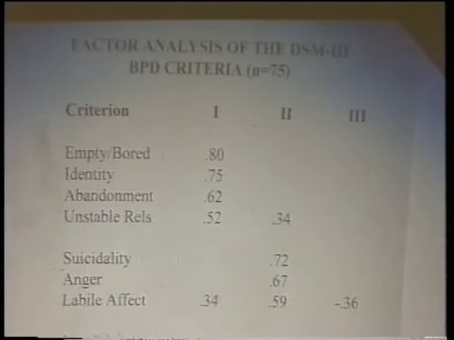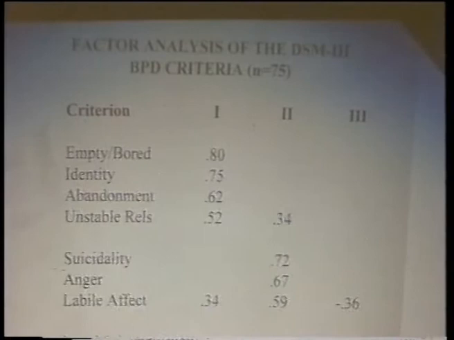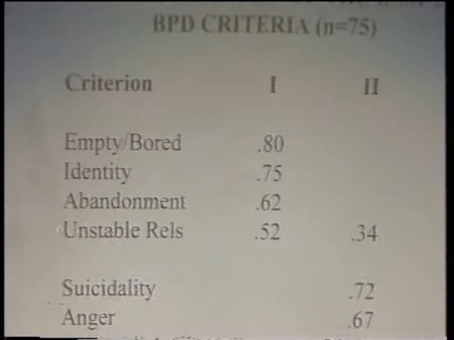Questo è un approccio empirico che rende il menù cinese più comprensibile. Okay. And we found 3 factors. Nell'analisi fattoriale abbiamo trovato 3 fattori. This is the first factor that we called identity diffusion. Questo è il fattore dove chiamiamo diffusione dell'identità. Emptiness, vuoto, identità, abbandono, relazioni instabili.